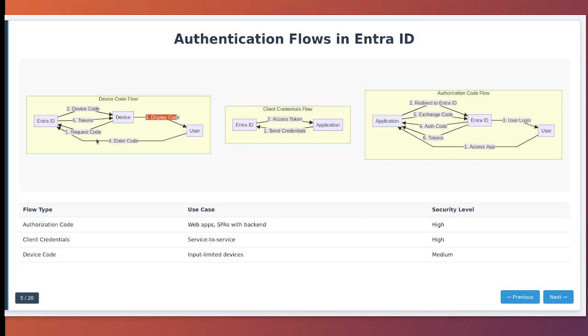In contrast, the client credentials flow is much simpler because there's no user redirection involved. One critical point: the implicit flow, which you might see in older documentation, is now deprecated. It was designed for single-page applications but had security limitations. Modern SPAs should use the authorization code flow with PKCE, proof key for code exchange, instead. This provides better security without requiring a client secret in the browser.